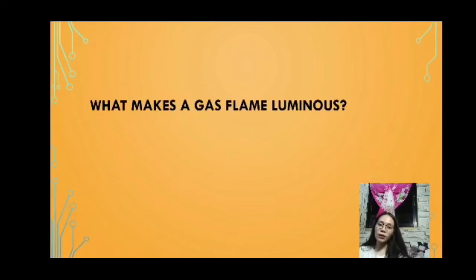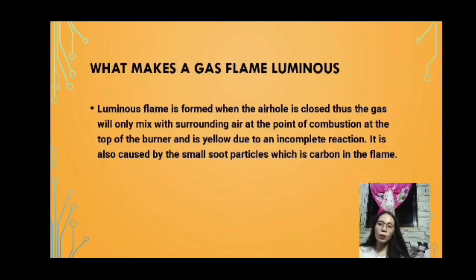Letter D question: what makes a flame luminous? A luminous flame is formed when the air hole is closed, so the gas burns with only the surrounding air at the point of combustion, and the yellow color is due to incomplete reaction. It is also caused by soot, or small soot particles, when carbon is in a flame.